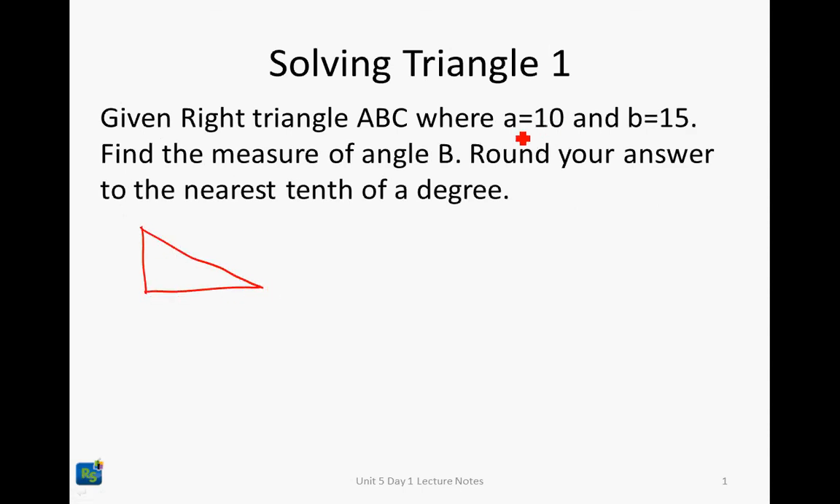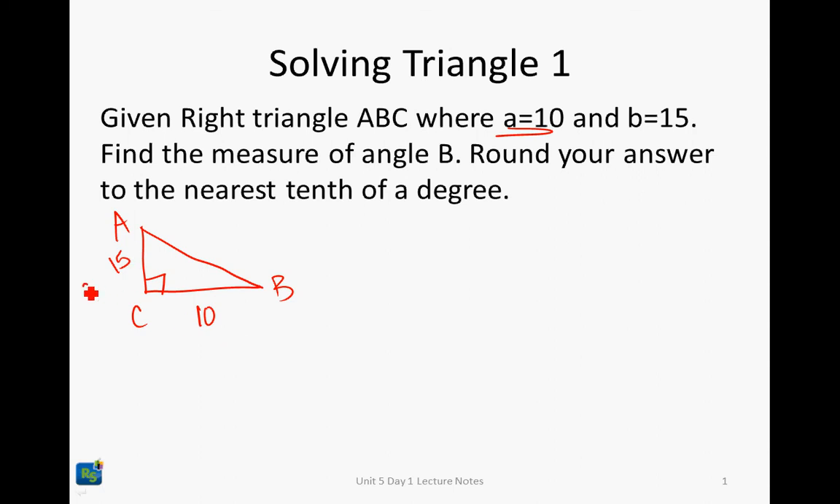Back on this first one where A is equal to 10. Angle A, angle B, angle C. This is a right triangle. A is across from angle A, and that's 10 units. B is across from angle B, and that's 15 units. And we would like to find the measure of angle B.